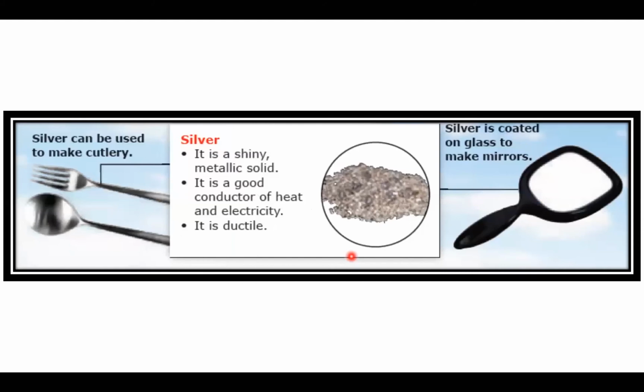Next example is silver. Silver is also an element, and it is also a metal. Silver is very shiny, and it looks metallic. It is a good conductor of heat and electricity. It is also ductile. So you can often see silver used to make spoons and forks. You can also see silver coated onto glass to make mirrors.